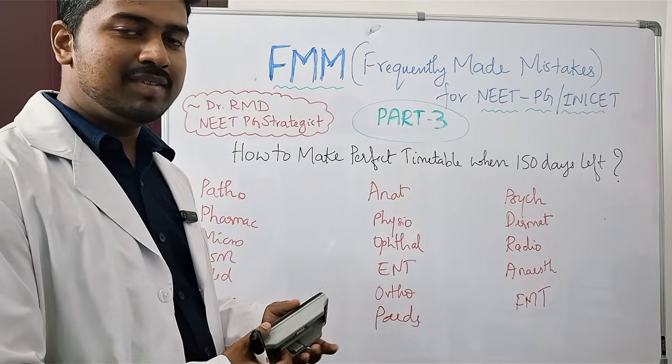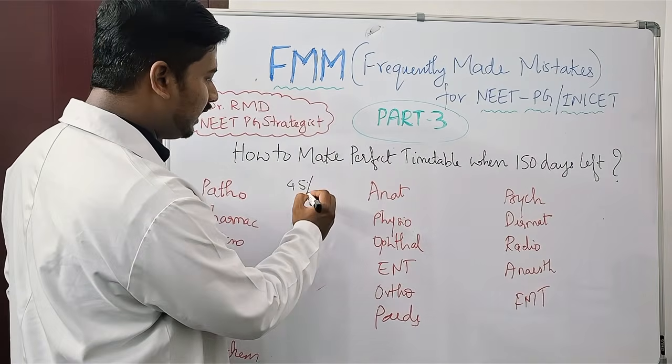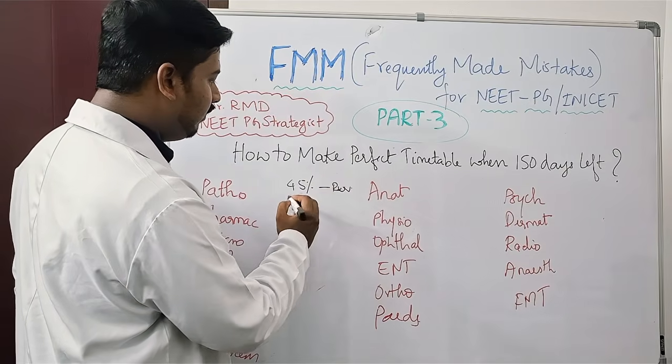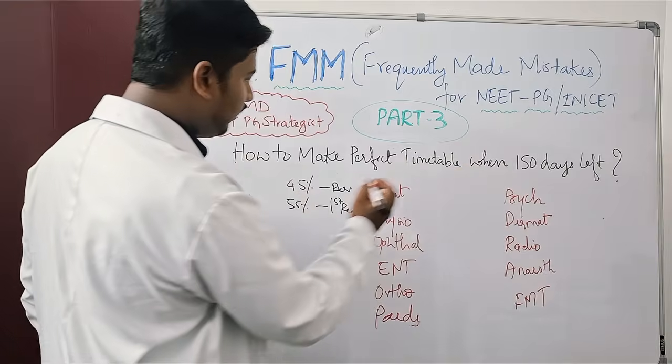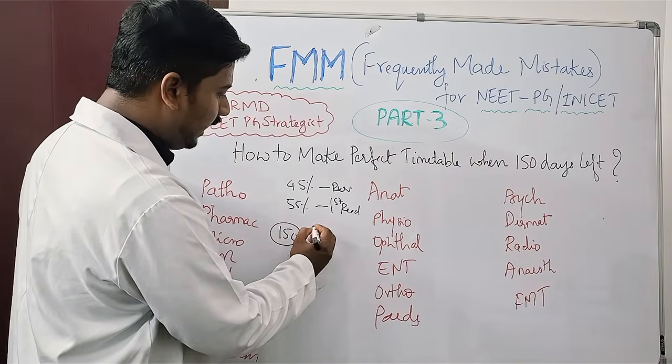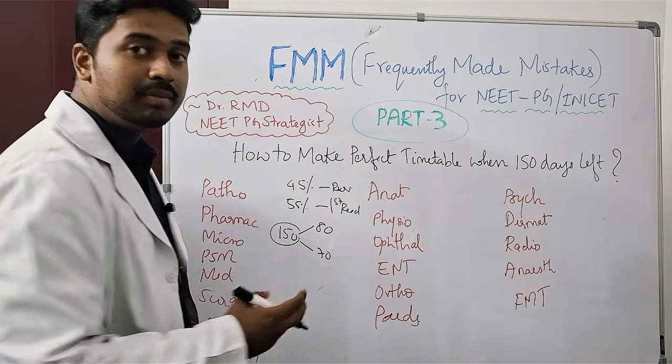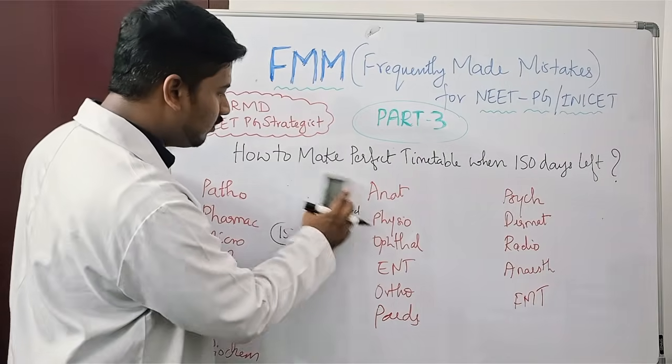In part 1 of the FMM series, I told you that 45% of the time should be allotted for revisions and 55% of the time should be allotted for first read. That means if you have 150 days left, 80 days will be for your first read and 70 days will be for your other revisions. So let's go to the first read.